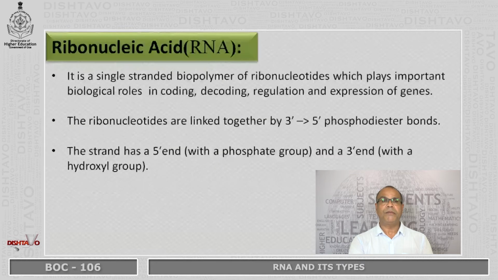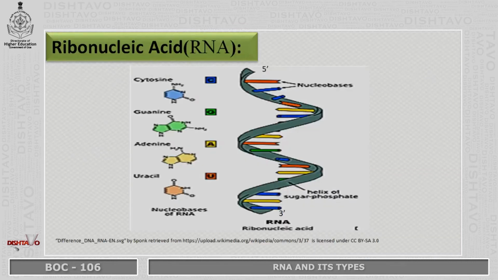of RNA. Ribonucleic acid. Ribonucleic acid is a single-stranded biopolymer of ribonucleotides which plays important biological roles in coding, decoding, regulation and expression of genes. The ribonucleotides are linked together by 3' to 5' phosphodiester bonds. The strand has a 5' end with a phosphate group and a 3' end with a hydroxyl group. This you can see in the shown structure.